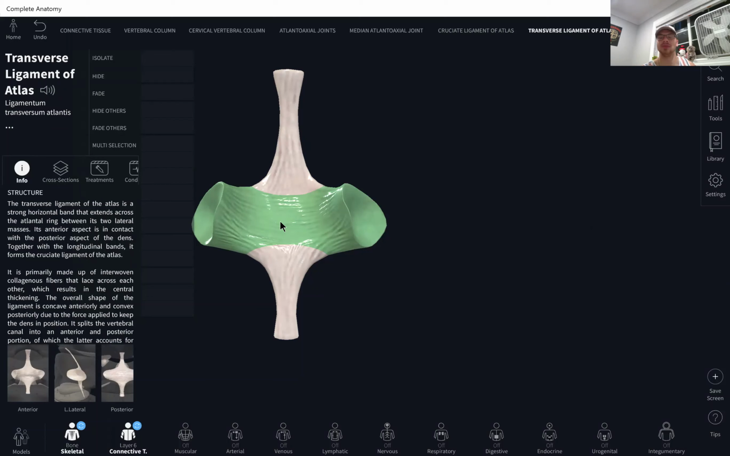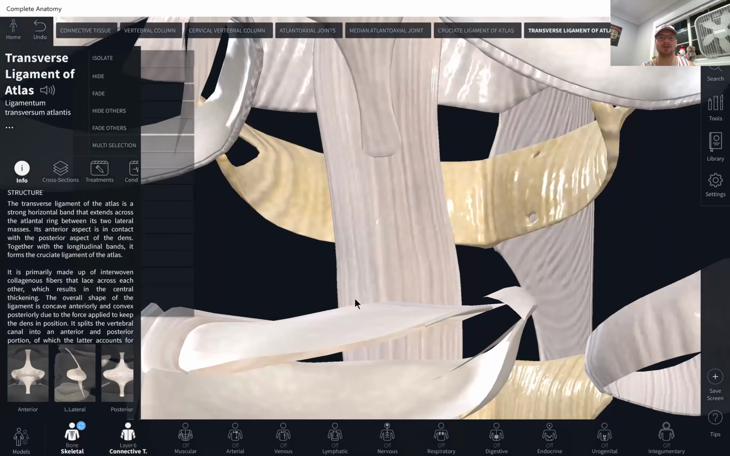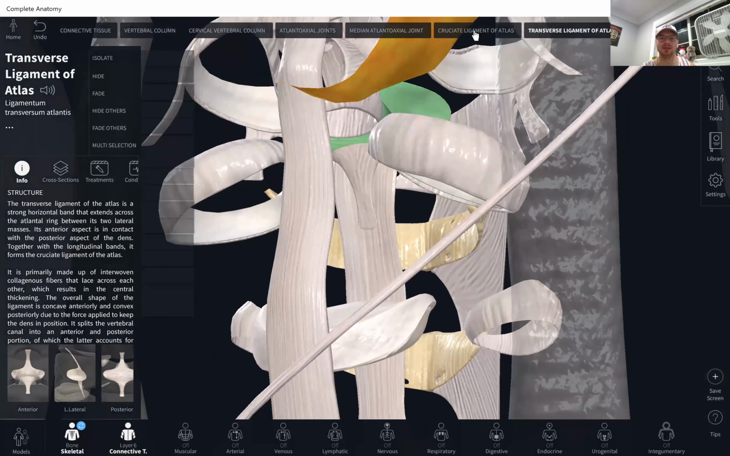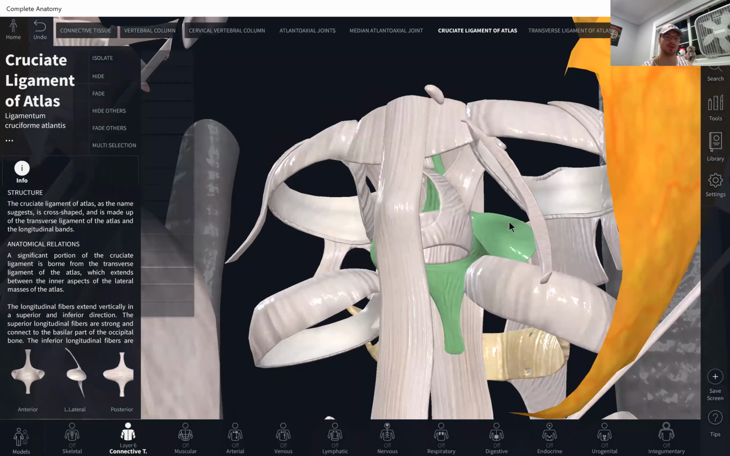So the transverse ligament makes up the big, thick middle part, and this will run between the tubercles of the medial aspects on the lateral masses of the atlas. This one's fairly hard to pin down. So my best suggestion is to just tear away the skeleton, look where it is in reference to the axis, atlas, and the occipital bone.